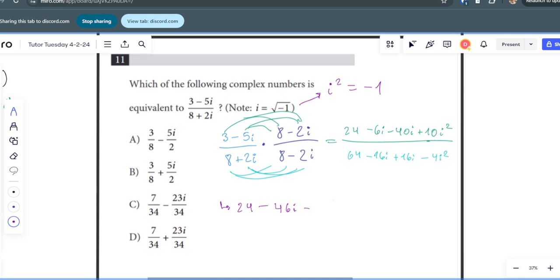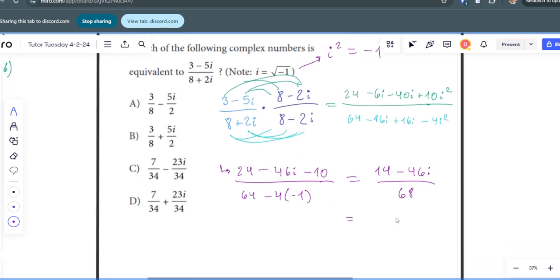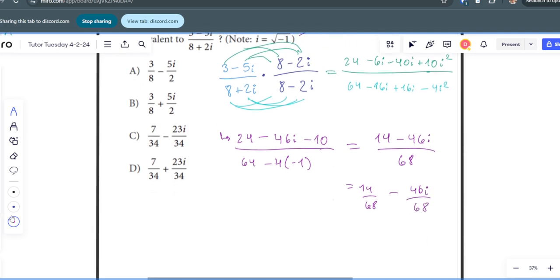Well, if we know that i squared is negative 1, that just becomes a minus 10, basically. Same thing on the bottom. We have 64, minus 16i plus 16i cancel, and we have minus 4 times negative 1. Right? i squared is negative 1. So in total, when we simplify this, we get 14 minus 46i over 68. And we can even split up the fractions further to get 14 over 68 minus 46i over 68. And if we divide everything by 2, we should get 7 over 34 minus 23i over 34. And that should be answer choice C.